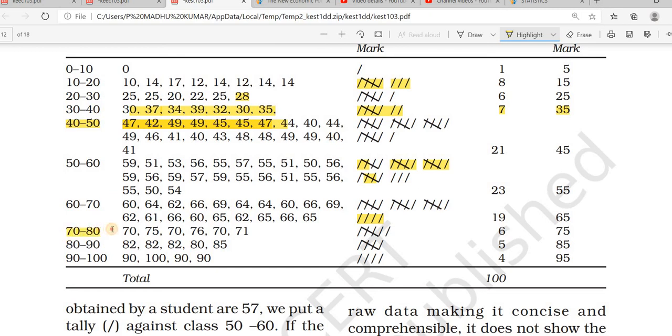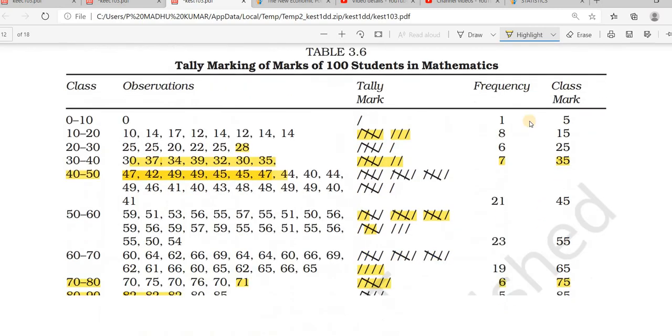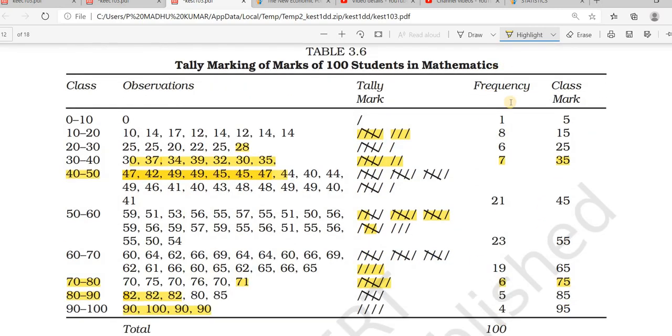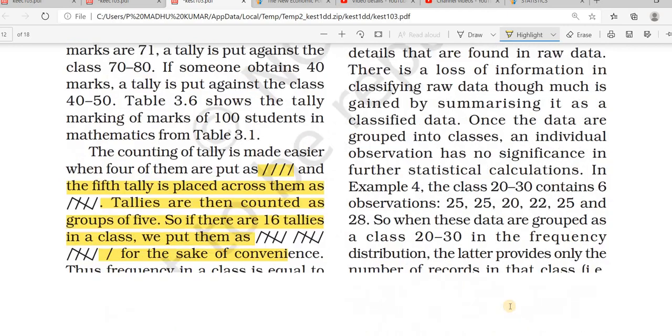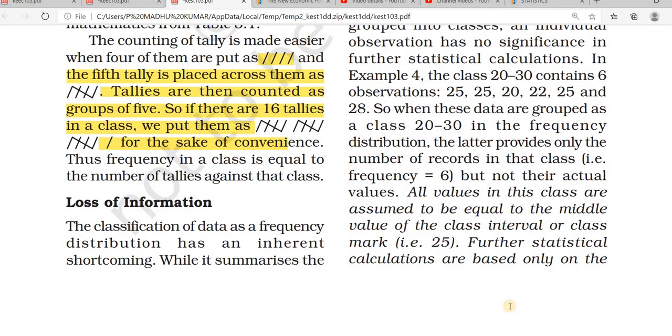Then here the class mark is 75. The tally mark is 6. Here the class is 80 to 90, and the class mark is 85. And the tally mark is, how many numbers are there? 5. The tally mark is 5. Then here it is 4. Then the class mark is 95. Then we can add these frequencies easily. When we add these frequencies, we get 100. Okay, this is the way we can do it with tallies.